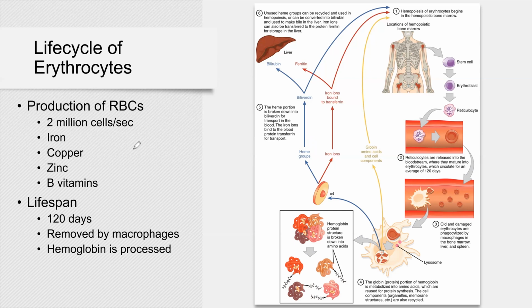Okay, I think that's a brief review of the life cycle of erythrocytes. So you produce about 2 million cells per second. You need iron, copper, zinc, vitamin B. Erythrocytes live for 120 days, are removed by macrophages, and hemoglobin is processed and recycled.